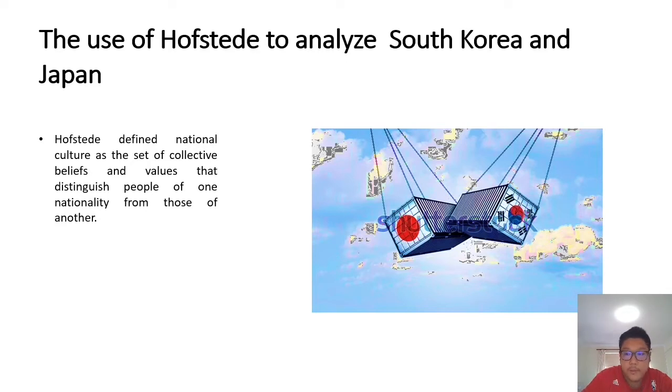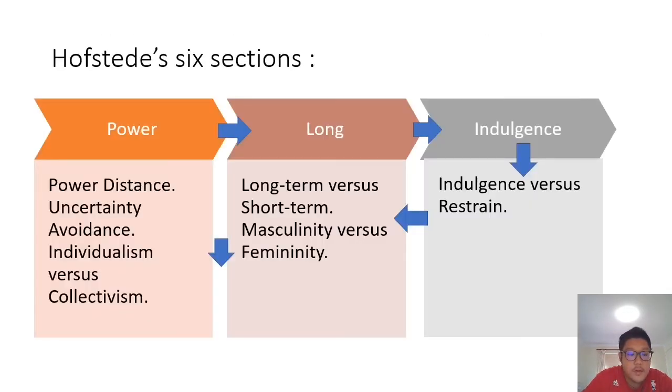Look at the picture. There are six dimensions of Hofstede, which include power distance, individualism, masculinity, uncertainty avoidance, indulgence, and long-term orientation.